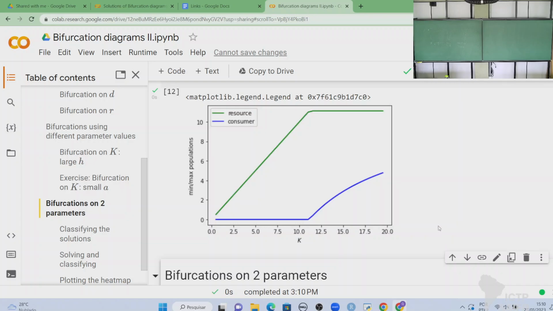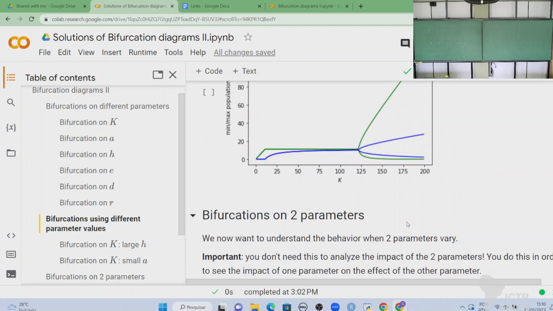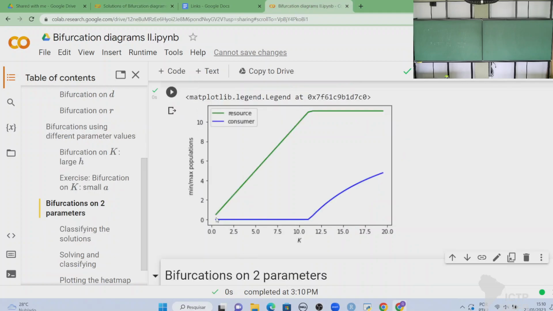But then I confused you because I showed you this plot over here, right? What is the difference? Well, you see the dynamics of the consumer and then the fixed point for small a, but now there should be something else to the right-hand side here. So you just try it for larger values of k. You see there's nothing interesting before k equal to 10, because this is just extinction of the consumer.